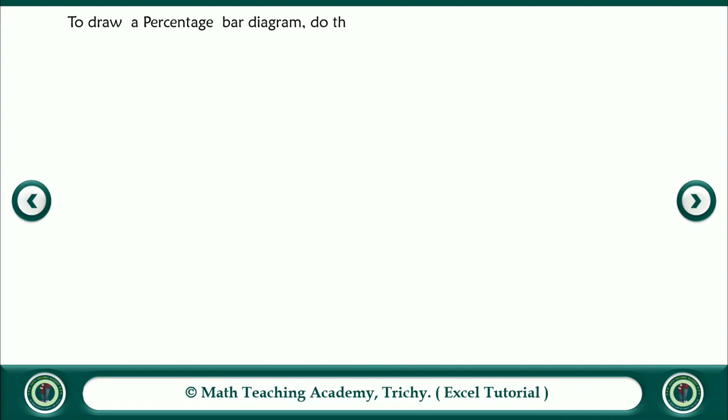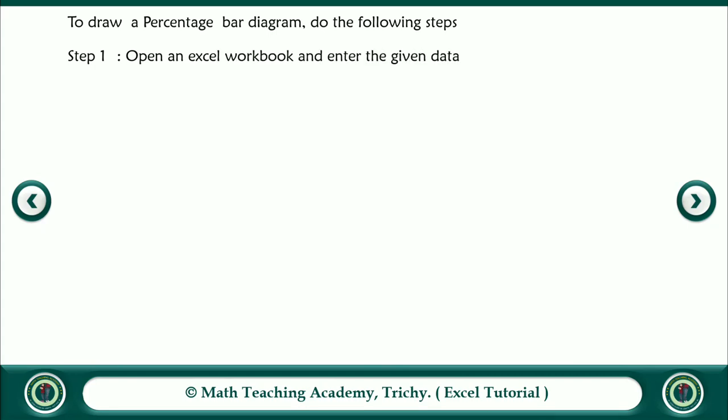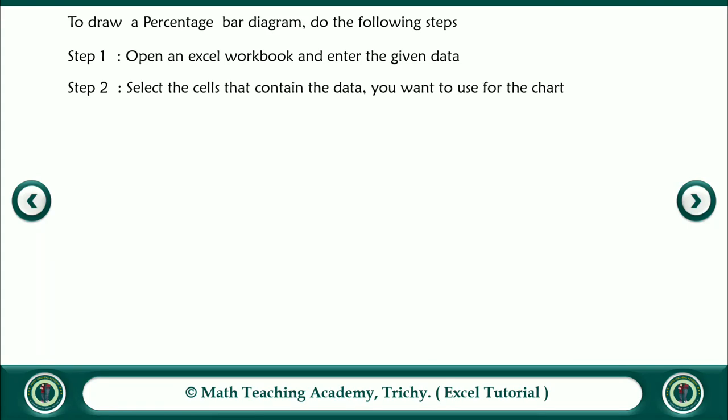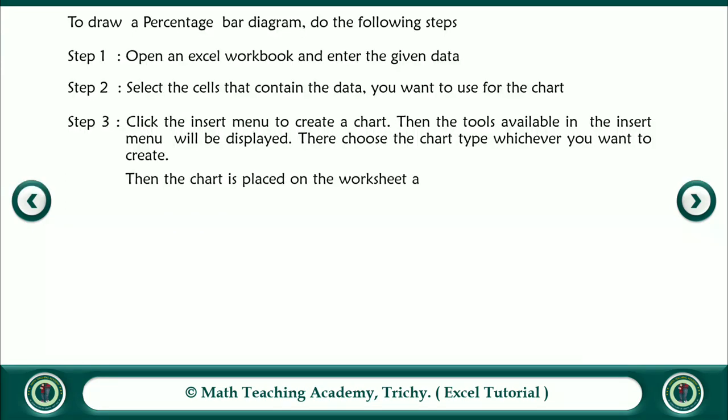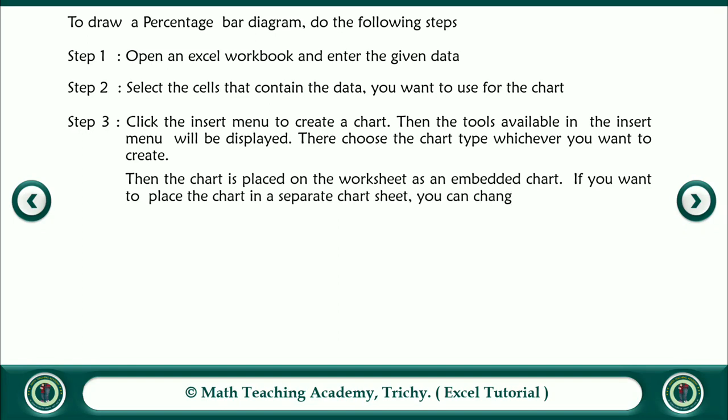To draw a percentage bar diagram, what you have to do is do the following steps one by one. Step 1. Open an Excel workbook and enter the given data. Step 2. Select the cells that contain the data you want to create a chart. Step 3. Click the insert menu to create a chart. Then the tools available in the insert menu will be displayed on the screen. There, choose the chart type whichever you want to create. Then the chart is placed on the worksheet as an embedded chart.